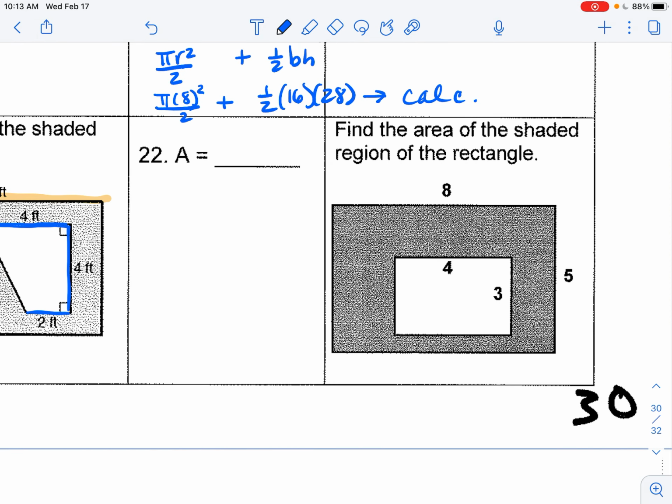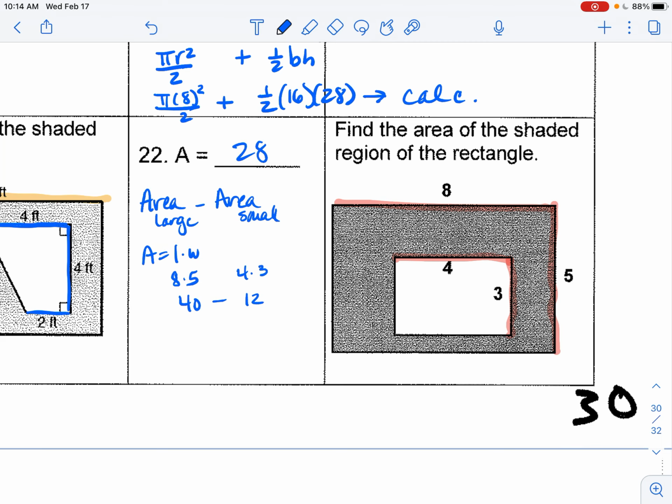And in our last example, find the area of the shaded region. All right, well, I've got a large rectangle, and I'll just subtract out the area of the smaller rectangle. So the large rectangle has the dimensions 8 times 5, and so that's 40. And we know the area is just length times width. So 8 times 5, and that's 40. If I subtract off the area of the smaller rectangle, which has dimensions of 4 and 3, 4 times 3 is 12. So 40 minus 12, that gives me 28 units squared.